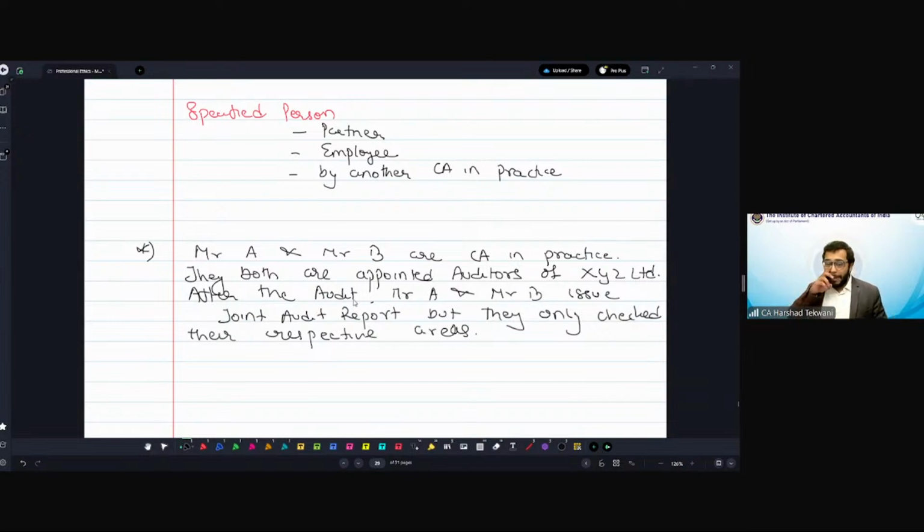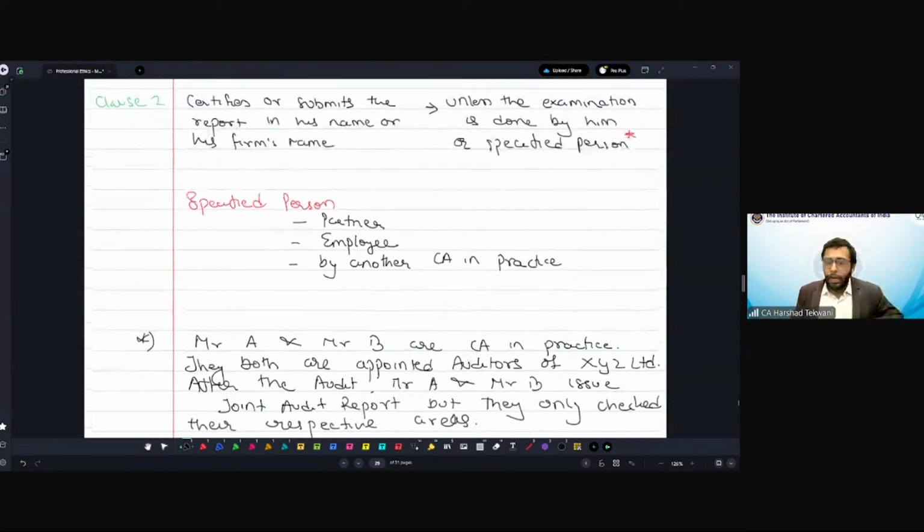So let's say, for example, Mr. A was looking at the assets, Mr. B was looking at the liabilities. So they checked their respective areas and they issued a joint audit report. Will you call this particular scenario falling under clause 2? No, because both are practicing chartered accountants and employees of the firm. Anyone else?